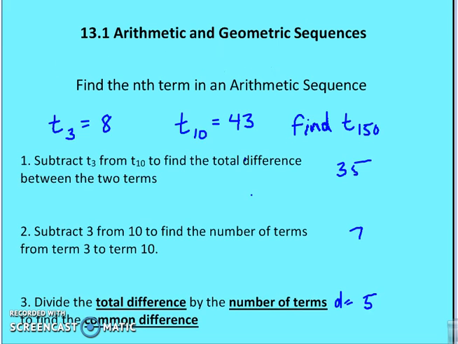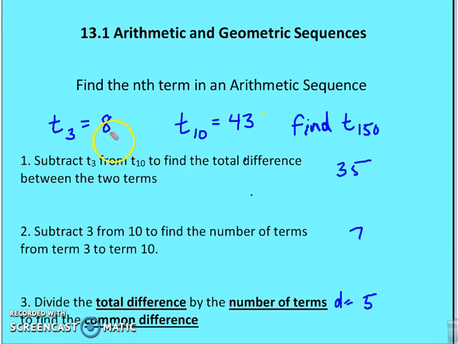All right, so now we're going to find the nth term in an arithmetic sequence. I'm changing the letters from a to t here. So t sub 3 is equal to 8. t sub 10 is equal to 43. We want to find t sub 150, so the 150th term. So the first thing we're going to do is subtract t sub 3 from t sub 10 to find the total difference between the two terms.